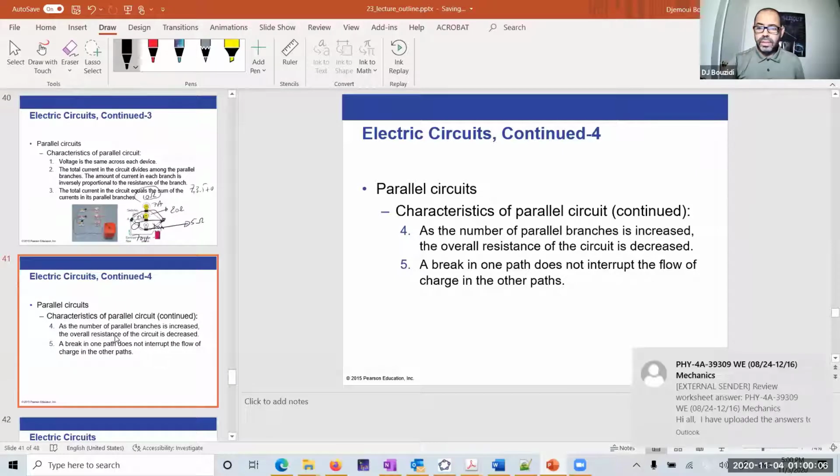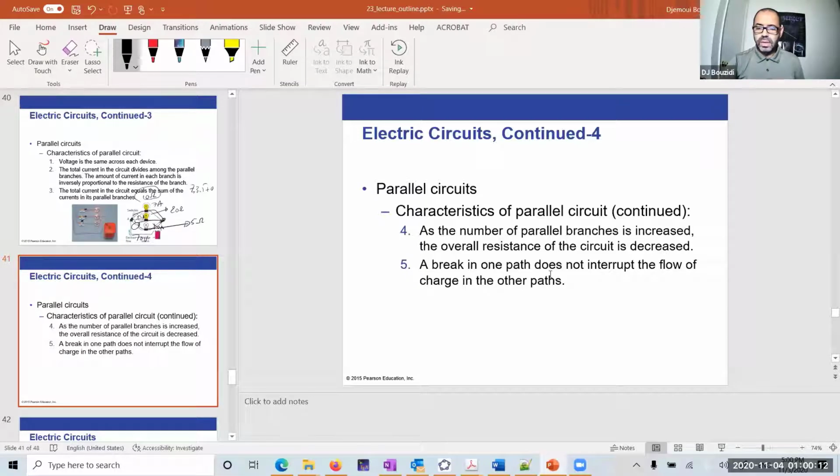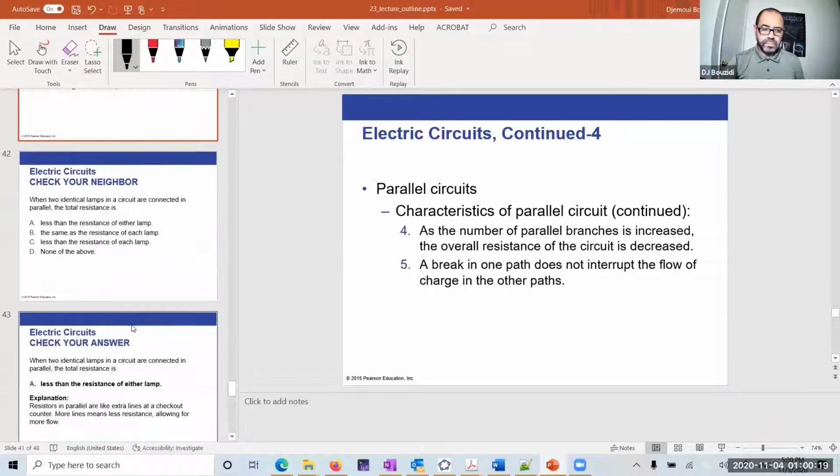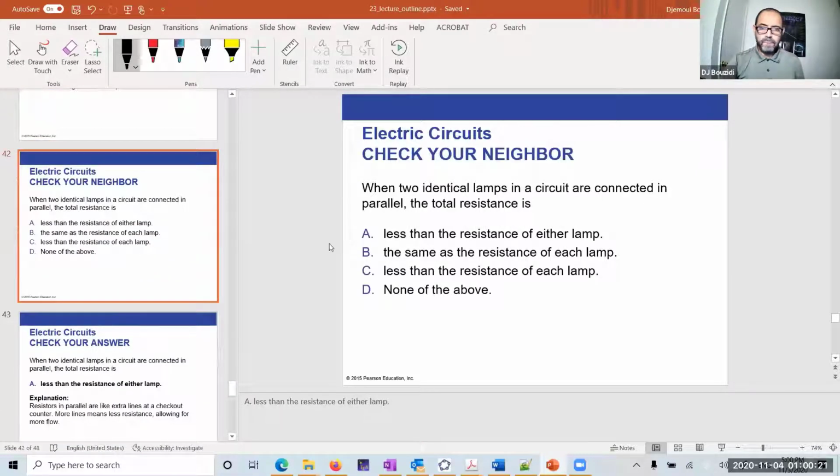Again, these are the characteristics of this thing. As the number of parallel branches is increased, the overall resistance of the circuit is decreased. A break in one path does not interrupt the flow of charges in all of the other paths. When two identical lamps are connected in parallel, the total resistance is actually less than that of either. Actually, it's going to be half.